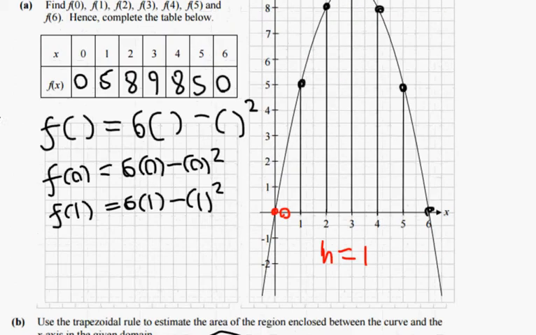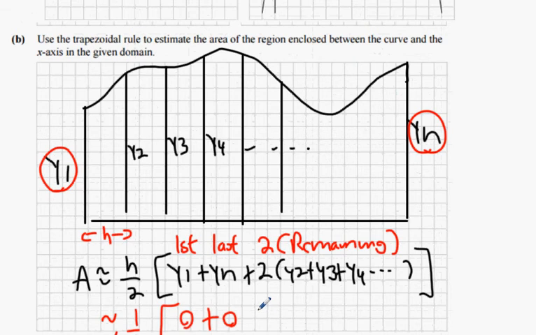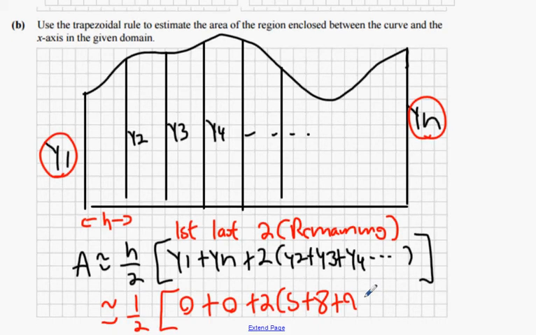Now, what about the rest of them? This one is a height of 5. The next one, a height of 8. The one after that, a height of 9, a height of 8, and a height of 5. I have to do 2 times the remaining. So 2 times open bracket 5 plus 8 plus 9 plus another 8 plus another 5, close bracket.